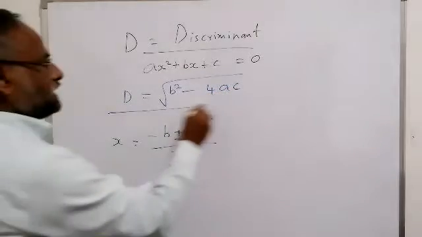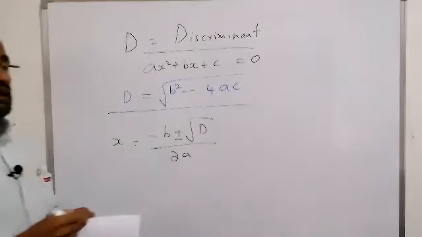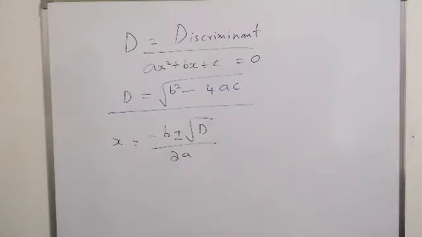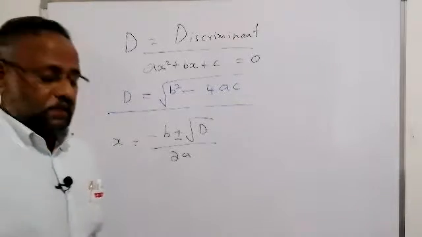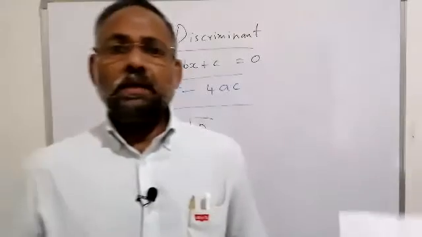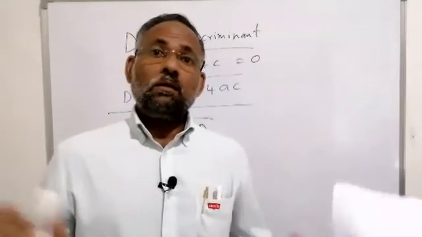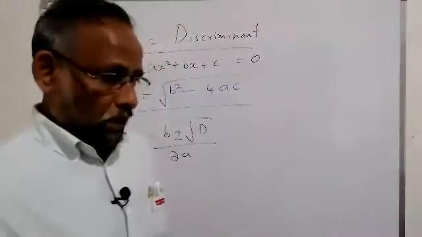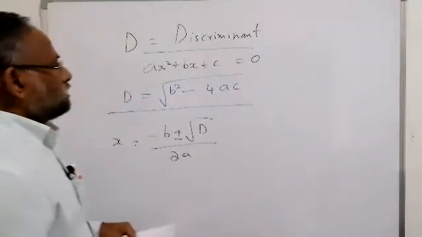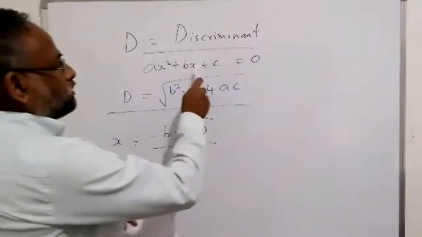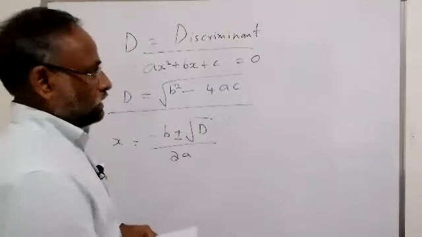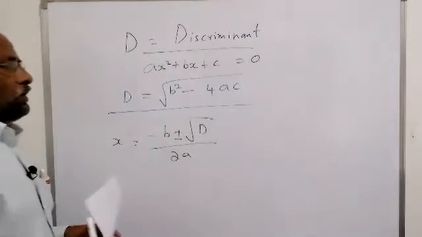All of you listen here. D means the discriminant of a quadratic equation. The discriminant is important, as it decides whether the roots are real, not real, or equal roots. Here, ax square plus bx plus c is equal to 0. That is not new for you.